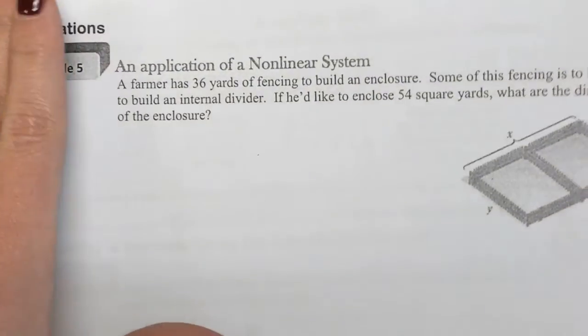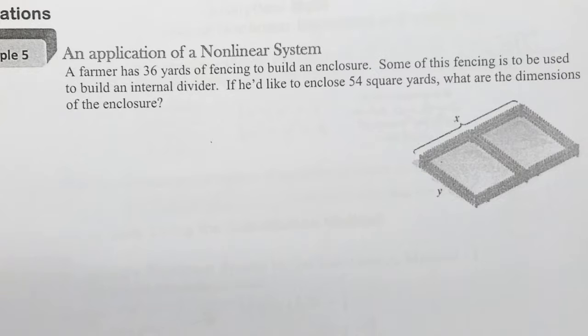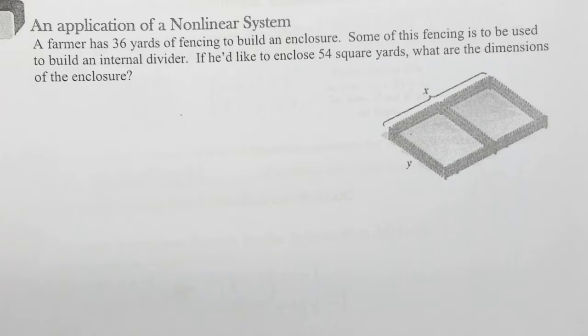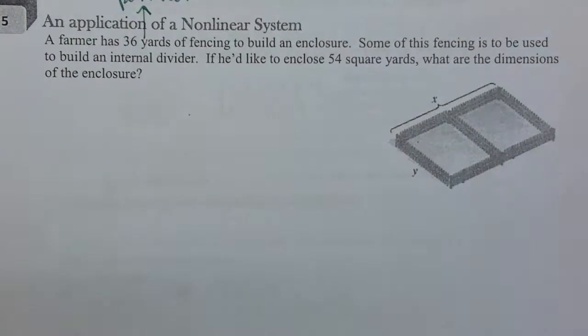Okay, flip it over. Now we're going to put it to a word problem. Alright, talking about farming. Does anybody want to read this out loud for me? Go ahead, Antonio. A farmer has 36 yards of fencing to build an enclosure. Alright, stop there. 36 yards of fencing to build an enclosure. Is that talking about area, perimeter? Perimeter. Good. Put perimeter beside here, because it's the fencing around something.